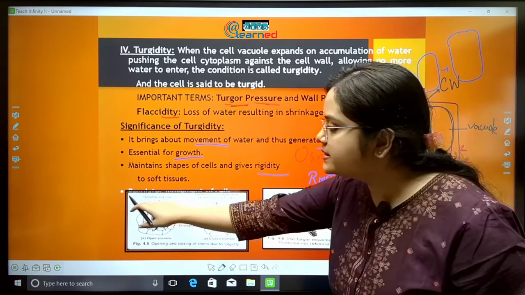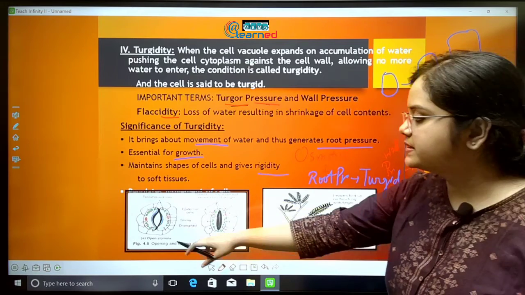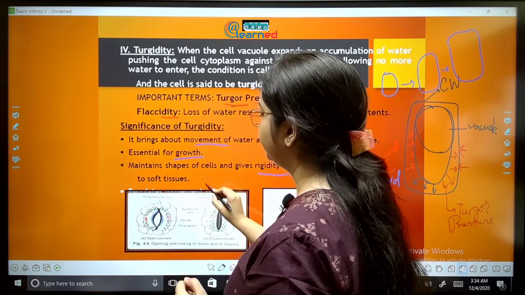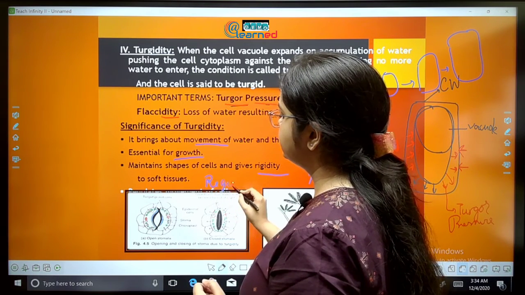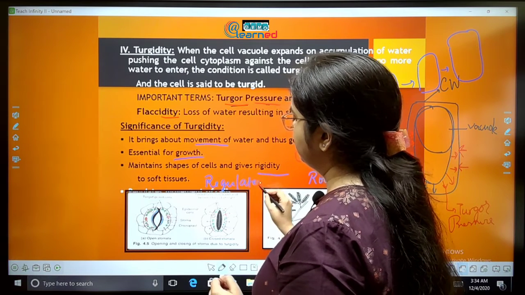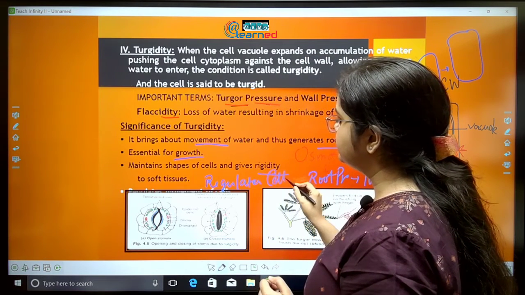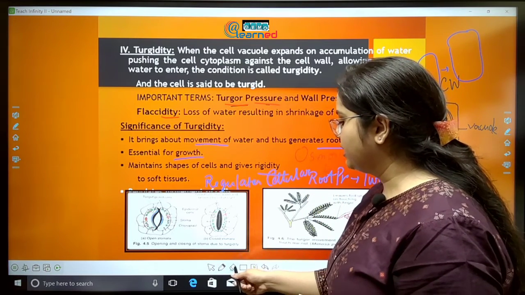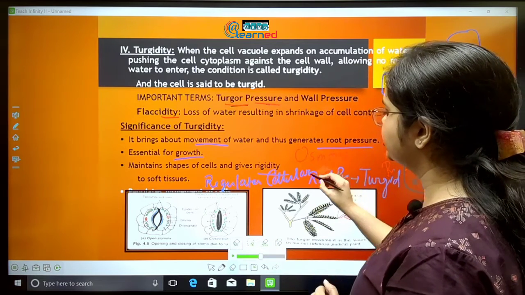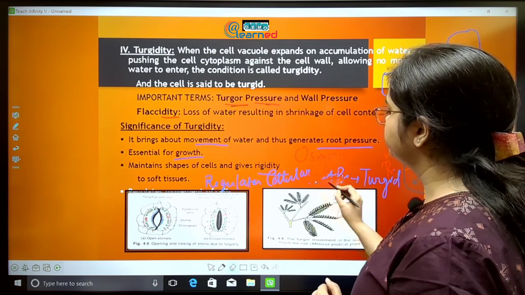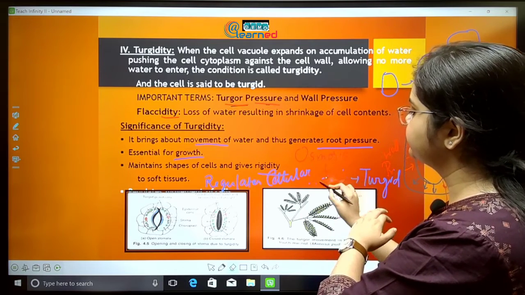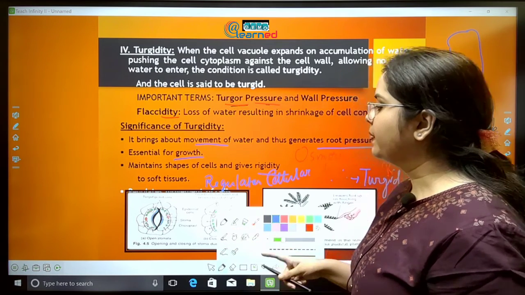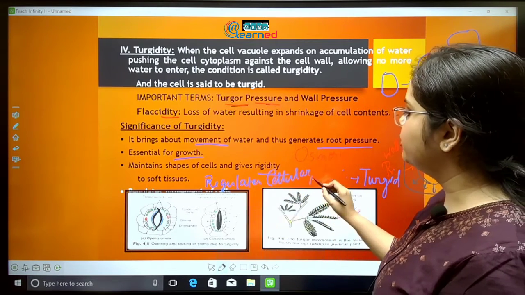And lastly, this got hidden by this picture. It says that it regulates cellular movement. I am writing it down over here. Turgidity regulates cellular, wait, I will erase this part, root pressure, because it will confuse you. We have already covered it, so I am erasing it. So turgidity is regulating cellular movement.